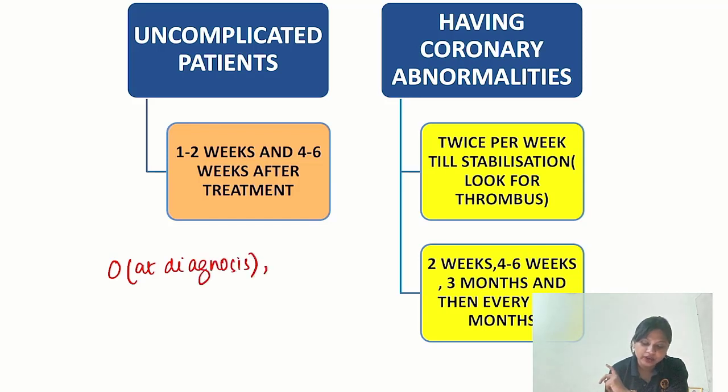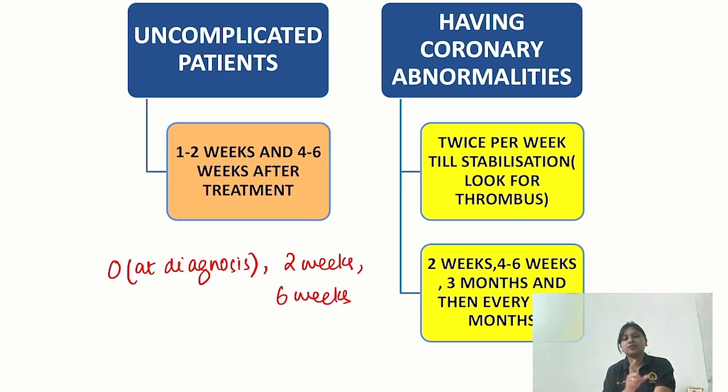Next, remember 2 weeks and 6 weeks. Why 2 weeks? Because in the first week of Kawasaki disease, usually the coronaries are not dilated. Majority of the events in Kawasaki disease occur in the second week. Platelet count rises in the second week. In the late phase of the second week, you will have desquamation, and you also have the coronaries being affected. That is why we do the echo in the second week and then we follow up at 6 weeks.